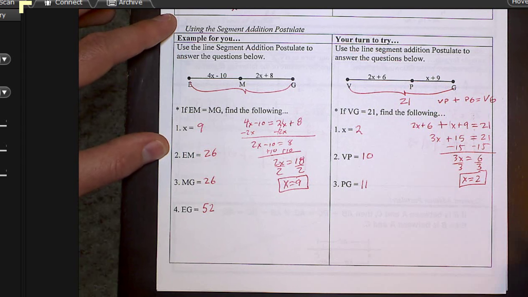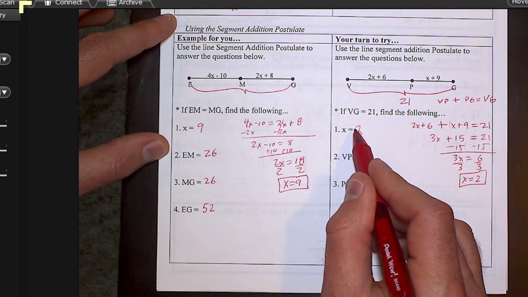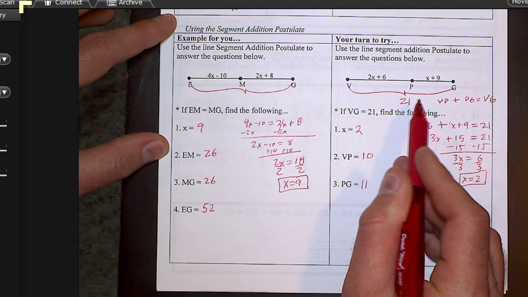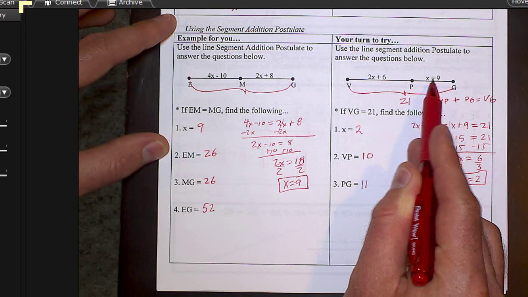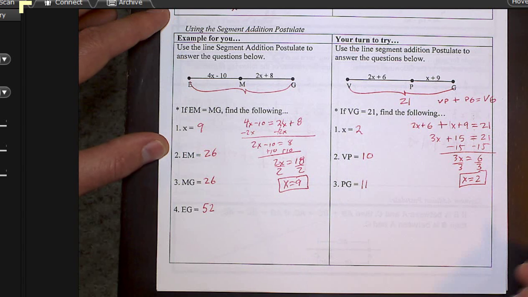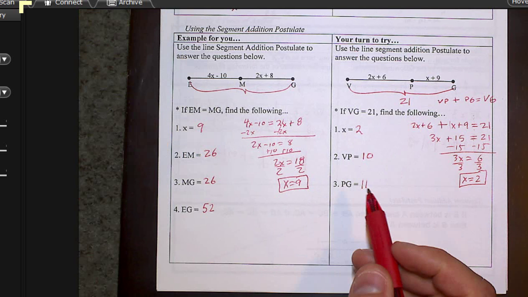If you didn't like doing it that way, you could also take your x value of 2 and plug it in for PG right here. 2 plus 9 is 11. So there's 2 ways that we use the segment addition postulate.